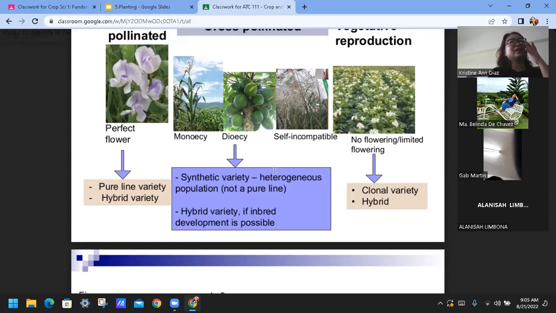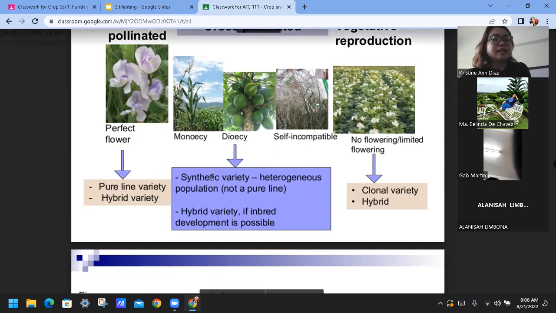Like sweet potato, those sweet potatoes. So going back to corn, as I explained last week, its tassel develops late, no? Its embryo is recessive before the pollen is shed. So usually, what is fertilized is by pollen from other corn that matured earlier. So the effect is a synthetic variety, heterozygous, not pure line. Hybrid variety, of course, but inbred development is also possible, no?